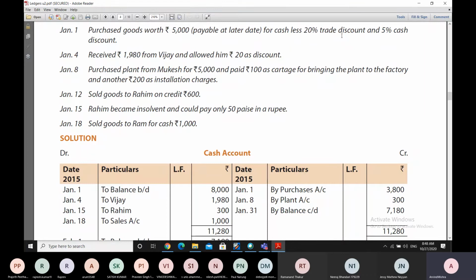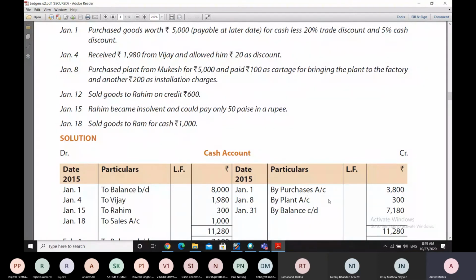It is not 25%. It is 20% on 5,000, and then 5% on the remaining amount, which is 4,000. So total is coming to 1,200 discount, and 1,200 reduced from 5,000 gives us a figure of 3,800. Now, obviously, make an entry like this on the credit side.